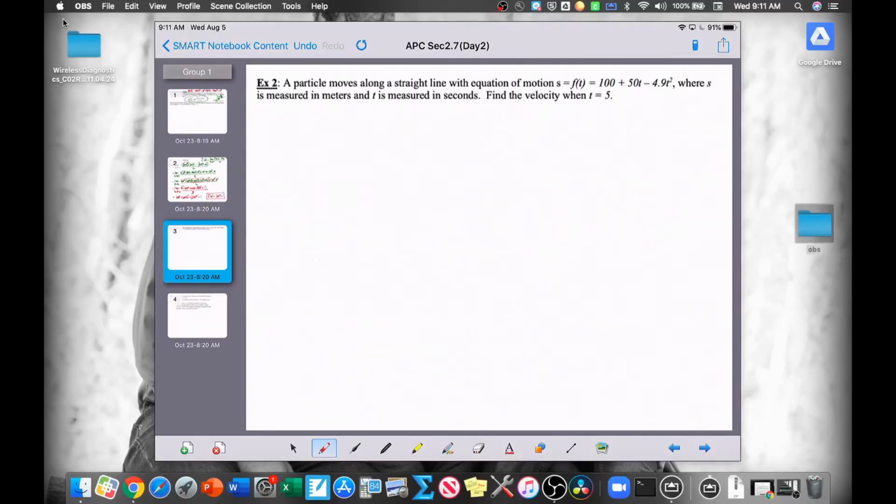In our second example, it says a particle moves along a straight line with an equation of motion, s, which is equal to f of t, is 100 plus 50t minus 4.9 t squared, where s is measured in meters and t is measured in seconds. Find the velocity when t equals 5. So they are giving us a position function, and they are asking us to find velocity when t equals 5. So first of all, recall that velocity is the derivative of position.